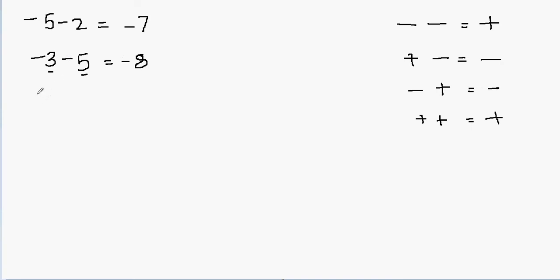Now let's take a look at another example. -8 plus 4. This time I have opposite signs, negative and positive. So I have to subtract. I will subtract the smaller number from the greater number. So 8 minus 4 will give me 4. And then I have to see which number is greater, 8 or 4? I will not look at the signs. I know that 8 is greater. 8 has a negative sign in front of it, so I'll put the negative sign in front of my answer.